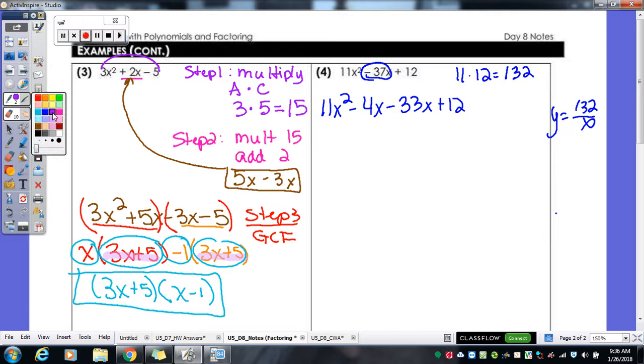So you group the first 2, group the last 2. What's our GCF within the first 2? This is good practice for GCF. And it's going to be on your quiz next class. Both have an x. So we get 11x minus 4.